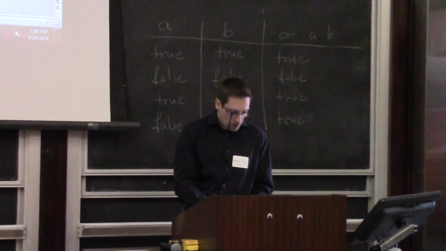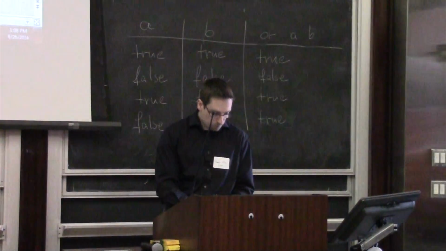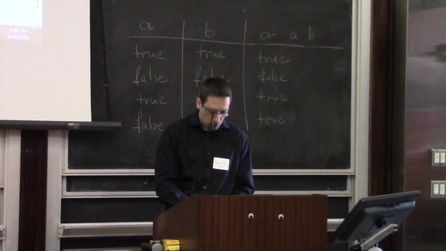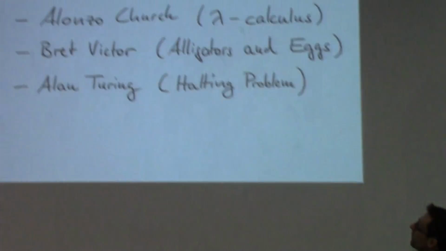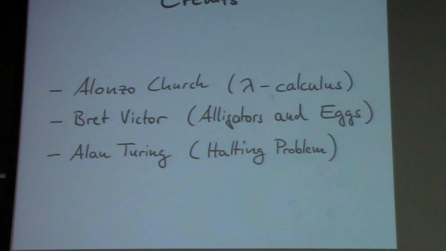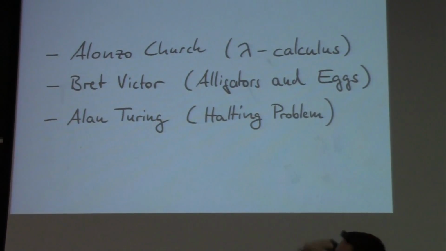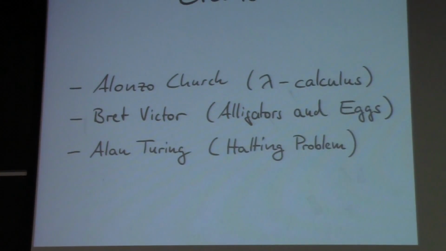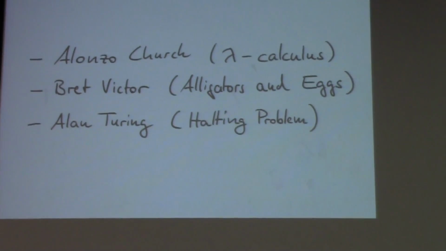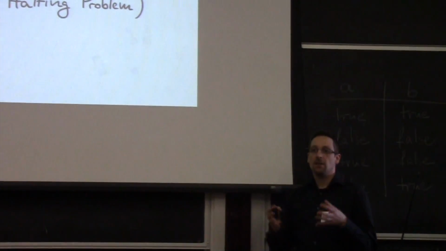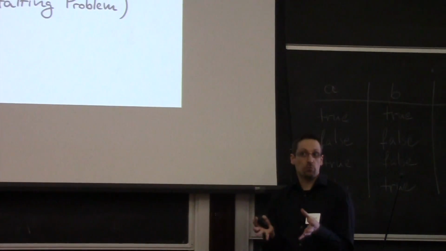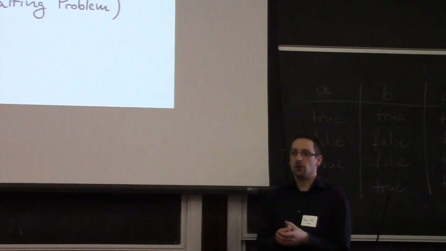All right, so let me stop here. And here are some credits. Specifically, I mentioned Alonzo Church, who was the guy who actually came up with this lambda calculus. You can think of this as a universal programming model that you can use to think about what programs actually do in computer science.